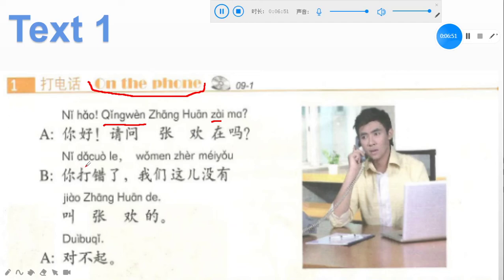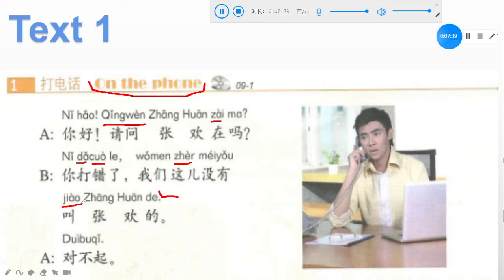And B, 你打错了. 错 is today's new word. It means wrong or incorrect. 打, does this word remind you of anything? 打电话, on the phone. So 你打错了 means you called wrongly, or you dialed an incorrect number. 我们这儿没有叫张欢的. Okay, pay attention. 的 means something is missing at the end. 我们 is we or us. 这儿意思是 here. 没有, not have.